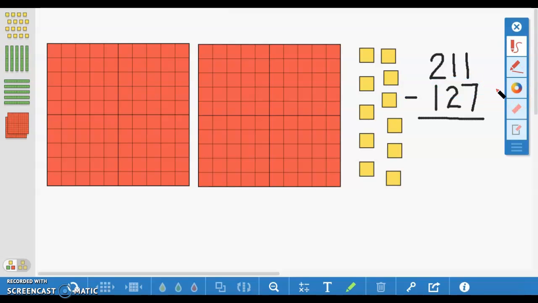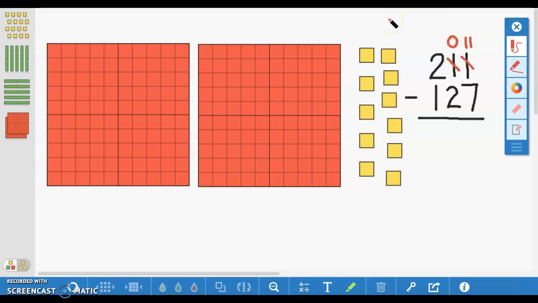I'm going to show what I just did in my algorithm. So the first thing I did was notice that I needed to take 7 ones away from the 1 I had, but I didn't have enough ones to take 7 away. So I came over to my tens and I regrouped that, and now I have no tens. And instead of having 1 one, I have 11 ones.